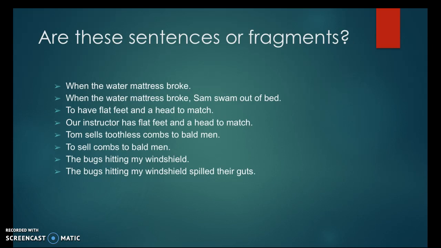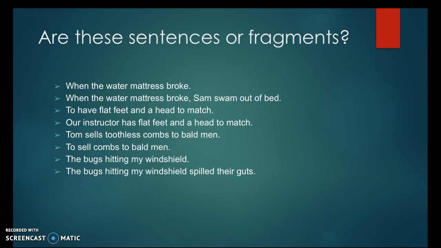The next sentence is fine. "Tom sells toothless combs to bald men." That one has a subject, has a verb or a predicate, and it does express a complete thought. "To sell combs to bald men" is not a complete thought. It's missing a subject. It has sort of a verb, "to sell," but again, it's not really a verb, and so we needed to add a subject and a verb to that, so that the change was that Tom sells toothless combs to bald men.